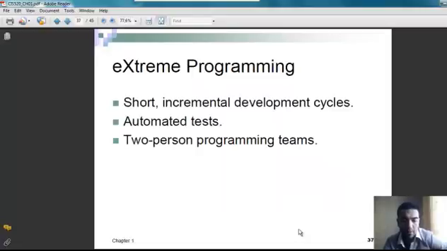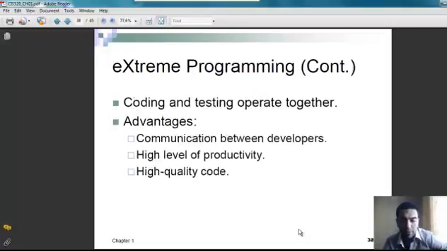Extreme programming. Short incremental development cycles. Automated tests. Two-person programming teams. Coding and testing operate together. Advantages: communication between developers, high level of productivity, and the last one, high quality code.